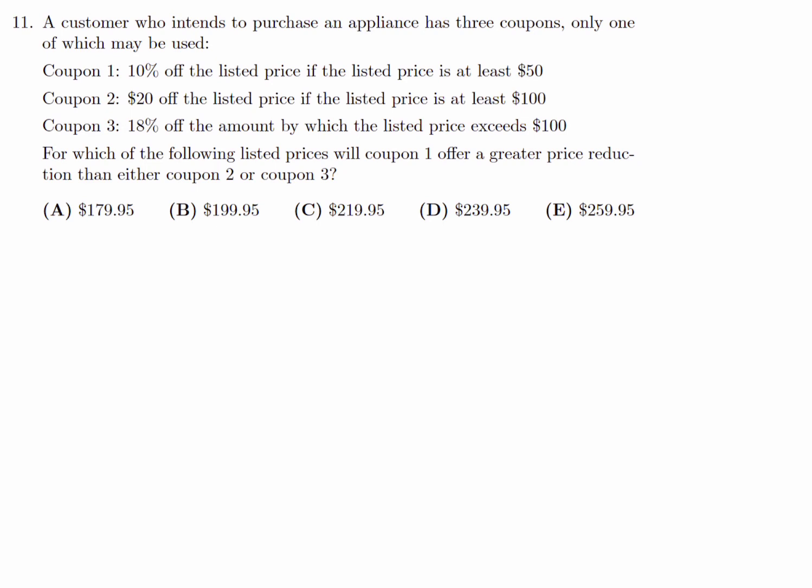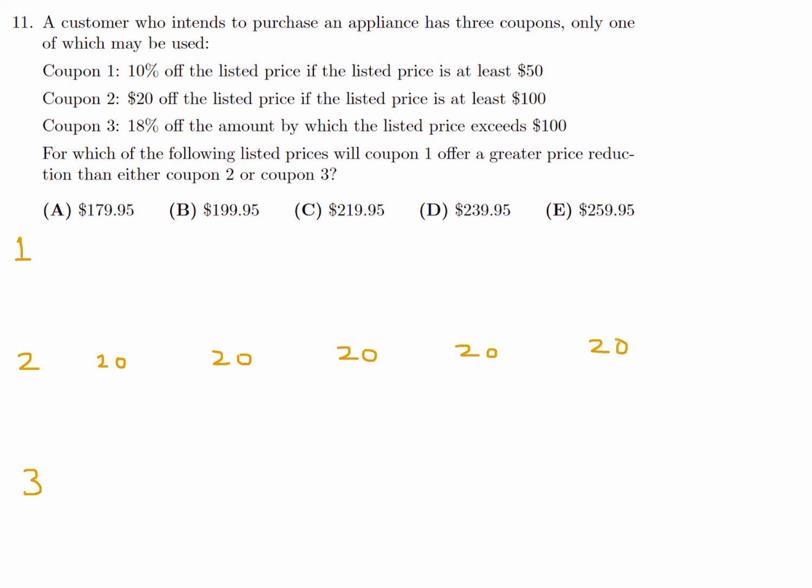For which of the following listed prices will coupon 1 offer a greater price reduction than either coupon 2 or coupon 3? All right, let's figure this out for coupon 1, coupon 2, and coupon 3. Well, coupon 2 is the easiest because it's just a flat 20 bucks off. So the discount here is $20, $20, and so on. Nothing needs to be calculated. So that's good. Saves us a little bit of time.